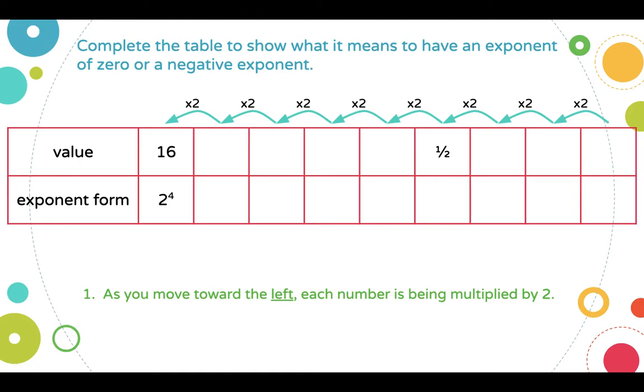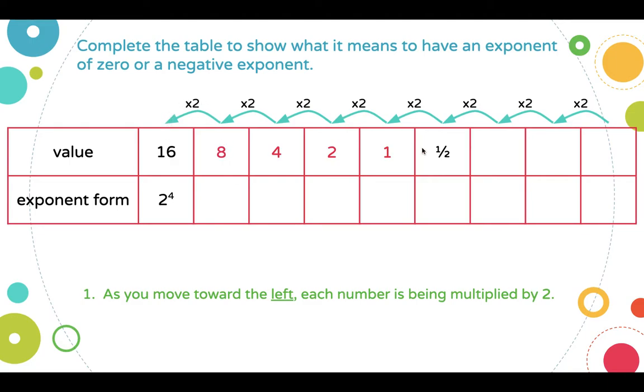All right, so what we're going to do is start at one of our known values. I want to start at this 1/2. And they're telling us we need to multiply. If we want to jump to our next box, we need to multiply it times 2. So 1/2 times 2 is 1. 1 times 2 is 2. 2 times 2 is 4. 4 times 2 is 8. And 8 times 2 is 16.